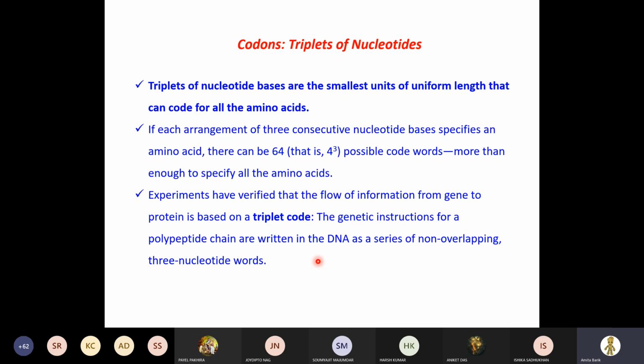So in this arrangement of three nucleotides, each one specifies an amino acid. So there will be 4^3, meaning 64 possible code words, and that is more than enough to specify all the amino acids. Since we have 20, 64 is more than enough. Now, experiments have verified that the flow of information from the gene to the protein is based on a triplet code. This is experimentally verified, it is not something I'm saying on my own. The genetic instructions for a polypeptide chain are written in the DNA as a series of non-overlapping three-nucleotide words.